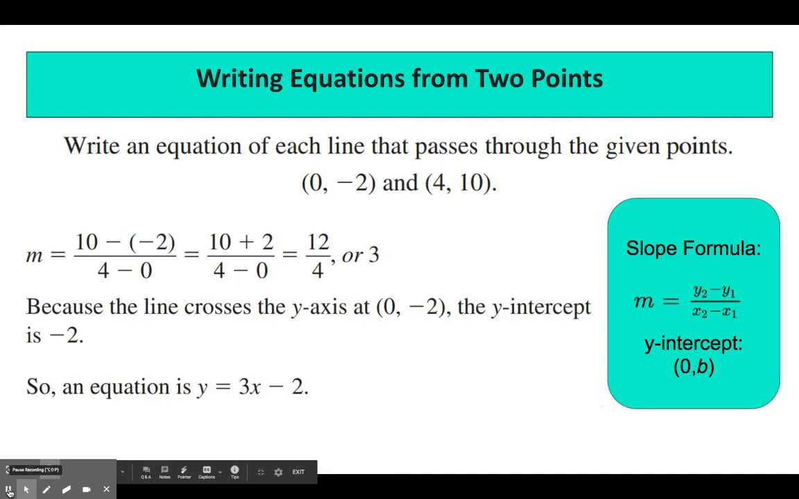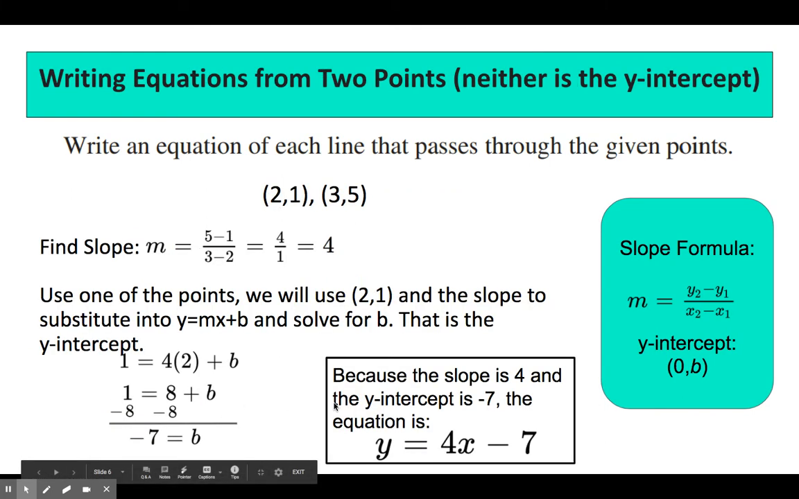In this next example, they've also given you a y-coordinate here because we know x is 0, so your y-intercept is at negative 2. So you're just going to find the slope of the line between these 2 points and write your equation, y equals 3x minus 2.